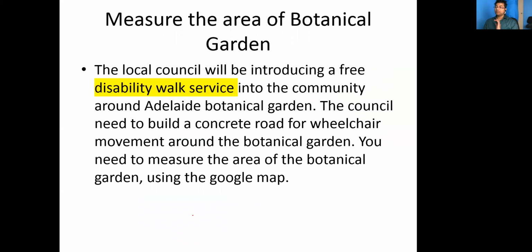Okay. Before going to the narrative problems, I would like to go to a little bit more complex problem of the area. Not exactly a rectangle, not exactly a triangle, but a little bit different.